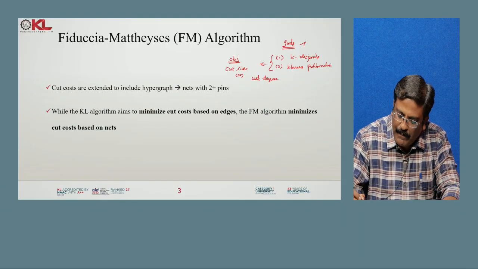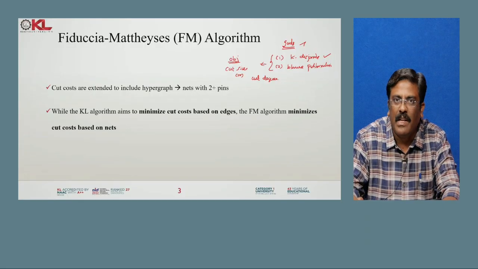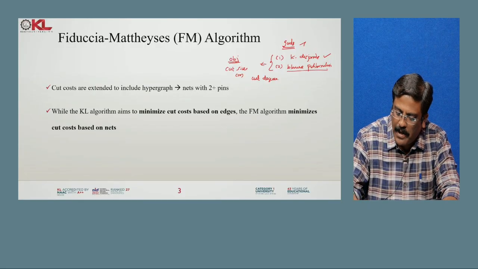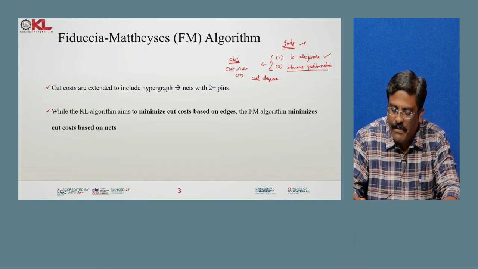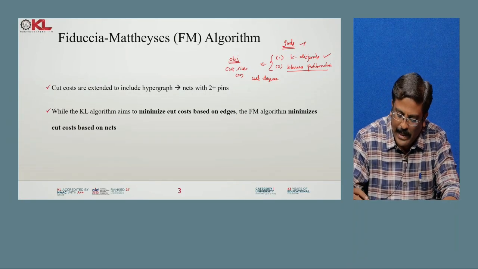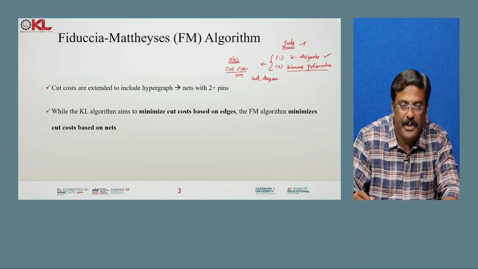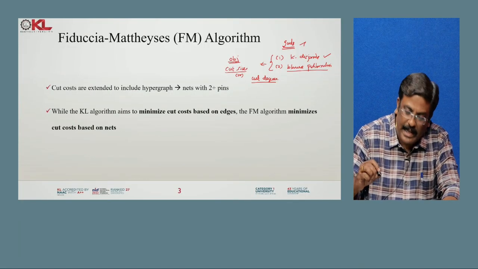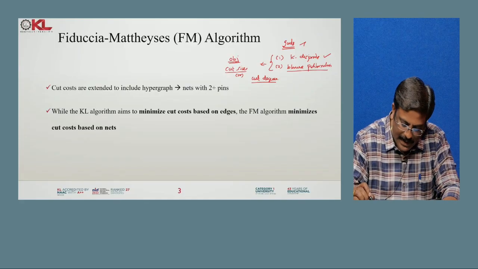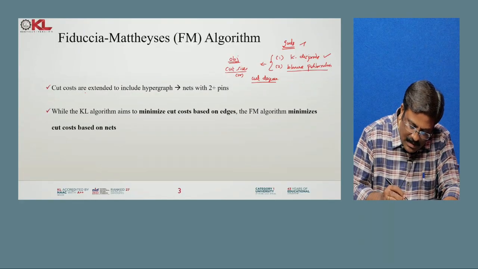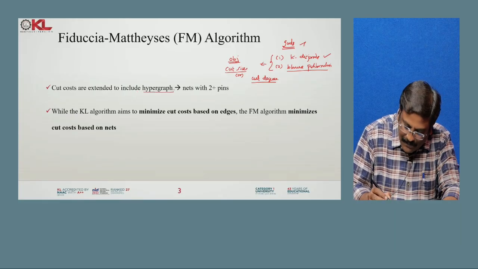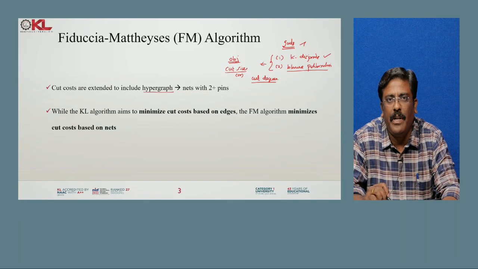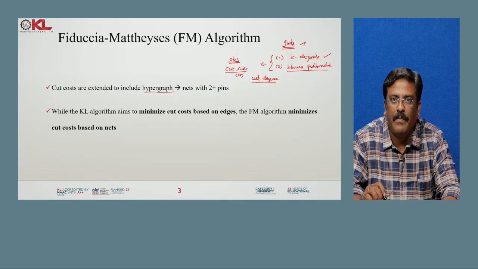So according to the FM algorithm, we can make k disjoint partitions. Also, as we have just seen, an equally balanced partition is not necessarily required, but at the same time the cut size has to be reduced, or the cut degree has to be reduced. That is the important thing when we talk about either the KL algorithm or the FM algorithm. But the cut cost is extended to include the hypergraph. That is another important point to note, and it differentiates the KL algorithm from the FM algorithm. The FM algorithm is more useful for handling hypergraphs.